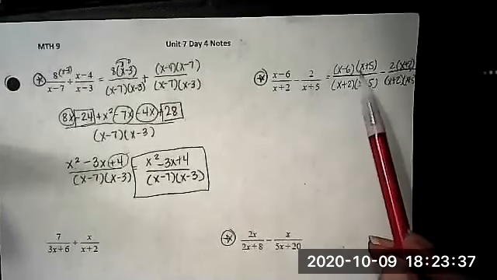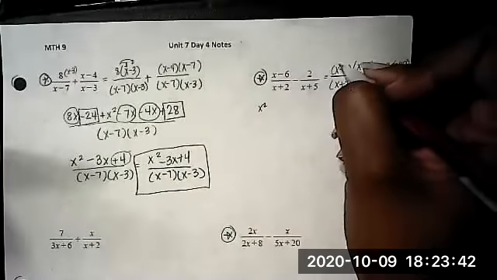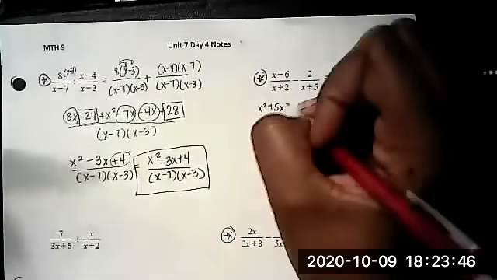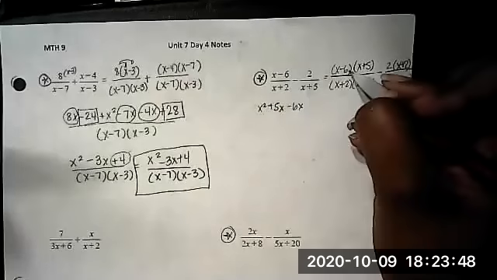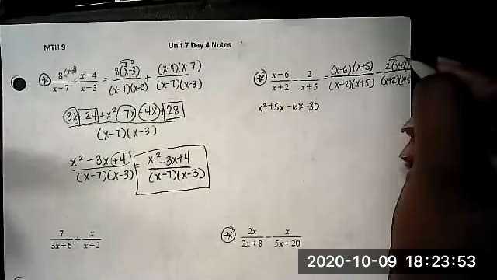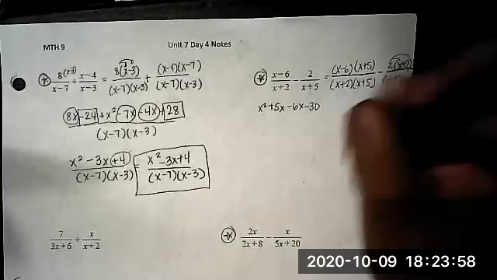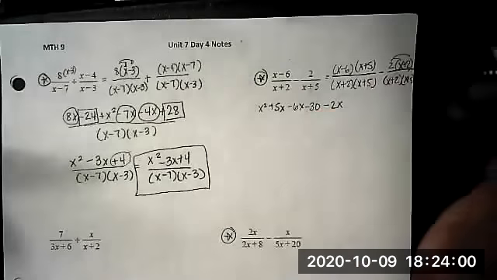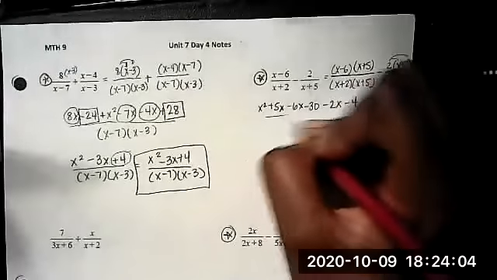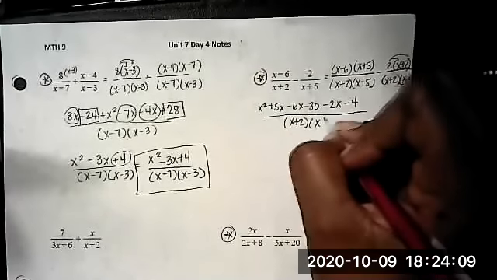Okay, so now FOIL that. That becomes x squared, because I'm FOILing, and then plus 5x, and then minus 6x, and then negative 6 times 5 is negative 30. And then, of course, with this one, you just have to distribute, but if you distribute, you have to distribute negative 2. So this becomes negative 2x minus 4. Okay? And then at the bottom, you just have x plus 2 and x plus 5.